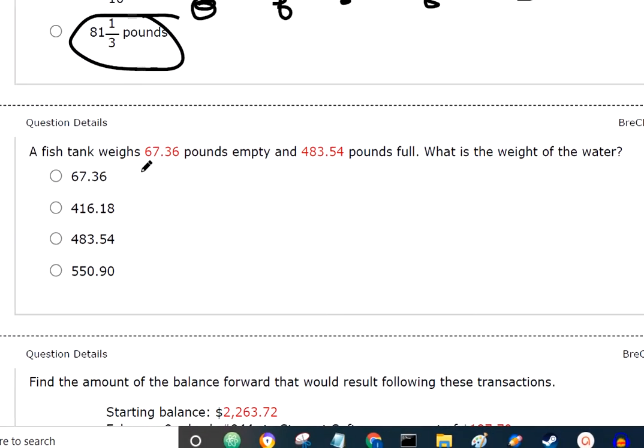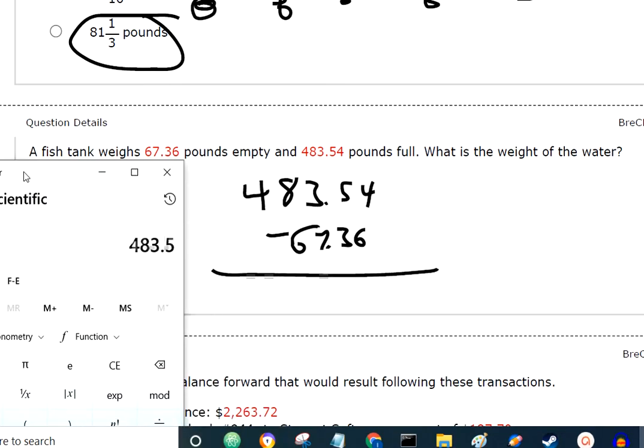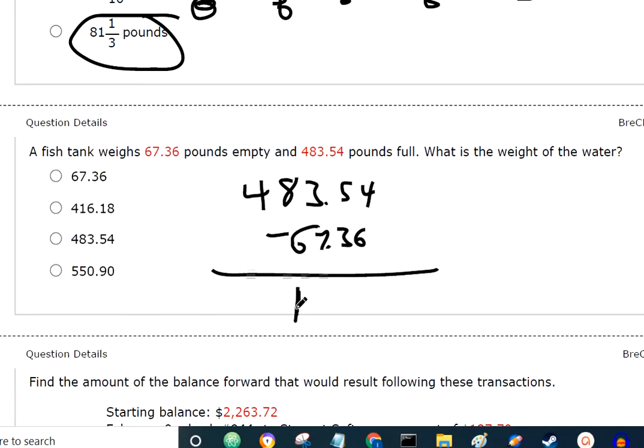A fish tank weighs 67.36 pounds empty and 483.54 pounds full. So what's the weight of the water? Well, take how much the fish tank and the water weigh together, and take out the weight of the fish tank. So the difference is 416.18. When you take out the weight of the fish tank, that leaves you the weight of the water.